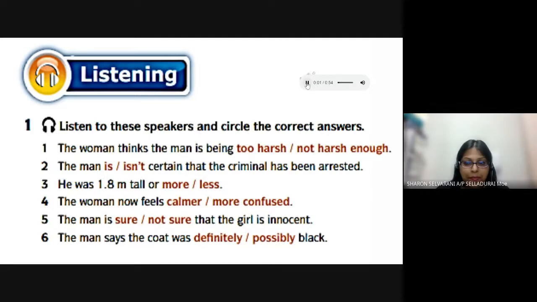Unit 6, listening. Exercise 1. 1. He deserves the death penalty. That's a bit harsh, isn't it?